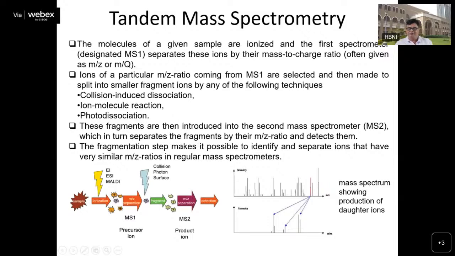The fragmentation step makes it possible to identify and separate ions that have a smaller m/z ratio than in the regular mass spectrometer. This is how the mass spectrum is obtained from the first mass spectrometer, and then a particular ion is selectively introduced into the second one. The mass spectrum shows the production of the various daughter ions.